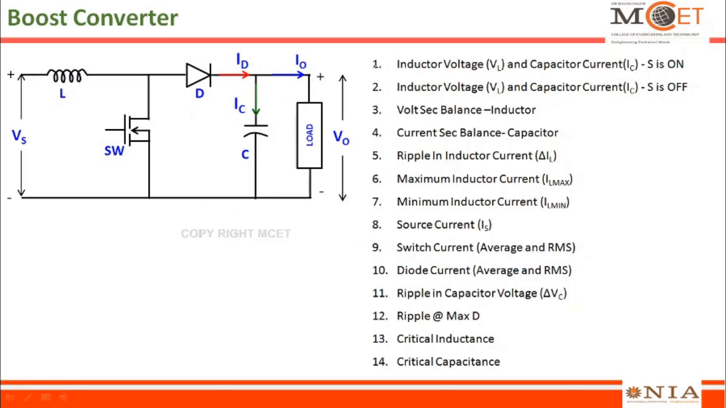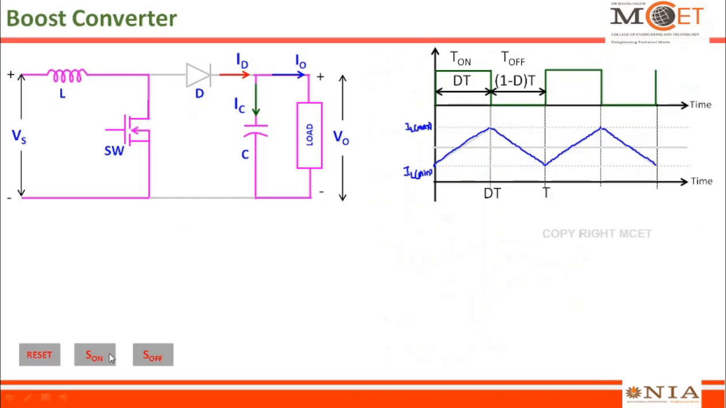Now let us try to derive the inductor voltage and capacitor current when the switch is in on condition, and the inductor voltage and capacitor current when the switch is in off condition. So let us look into these 2 points in the first part of the derivation. Now the switch is in on condition. We have seen this equivalent circuit already, and if you look at it, this is the positive of the inductor and this is the negative of the inductor, and let this be the voltage across the inductor VL.